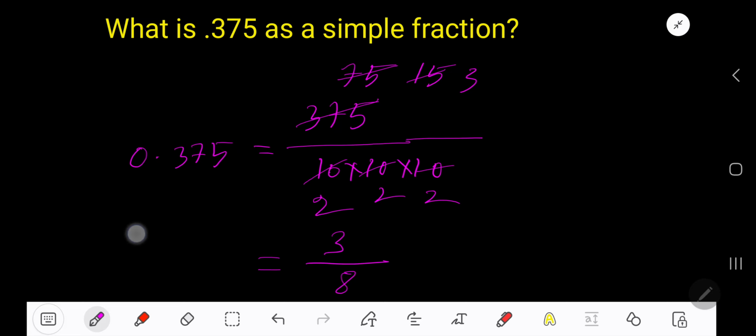So 0.375 as a simple fraction is this. Actually, this is the simplified fraction.